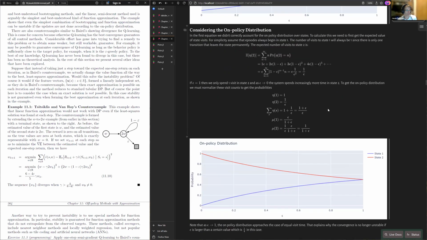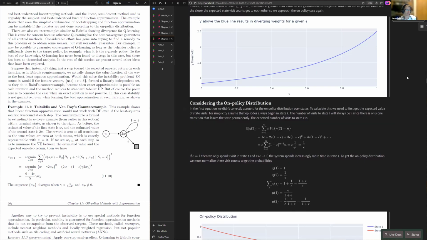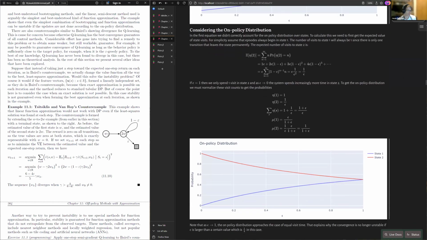If you account for that, here I'm showing the on-policy distribution for both states. In the extreme case of epsilon equal to 1, the state visit probabilities are exactly the same. And in that case, obviously, if epsilon is 1, it is greater than 1/4, and we never have any divergence problem. Actually, this assumption of both states being weighted equally is exactly correct for epsilon equal to 1.